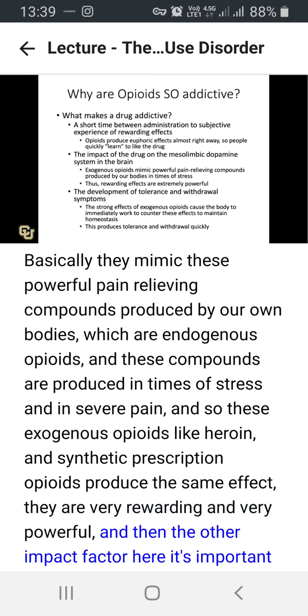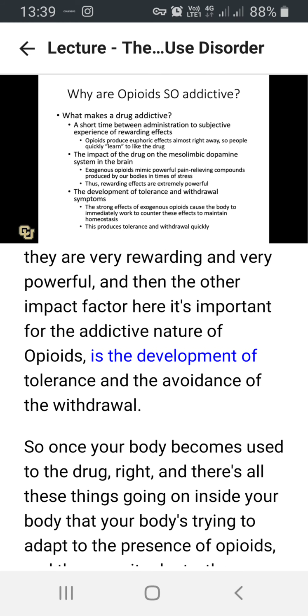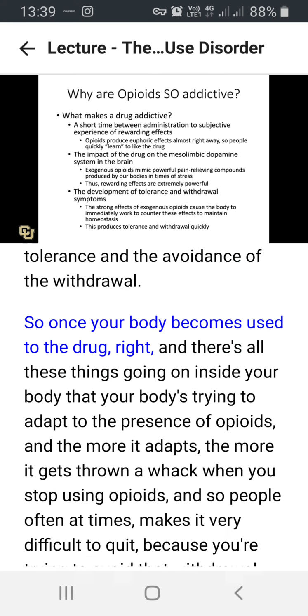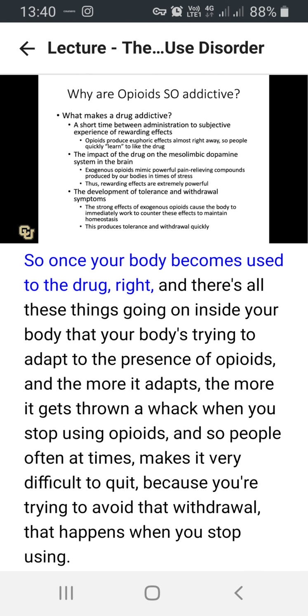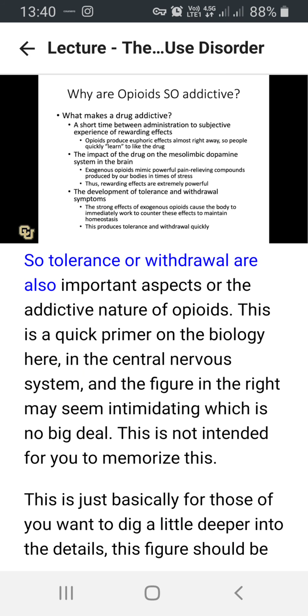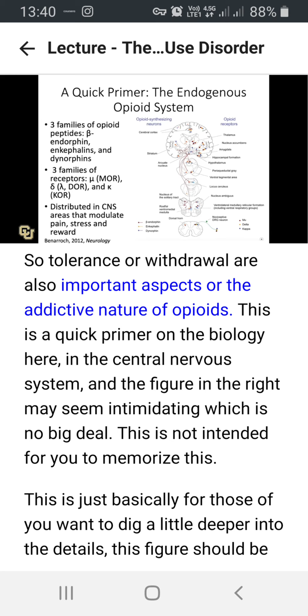The other factor that's important for the addictive nature of opioids is the development of tolerance and the avoidance of withdrawal. Once your body becomes used to the drug, there are all these things going on inside your body as it tries to adapt to the presence of opioids, and the more it adapts, the more it gets thrown out of whack when you stop using opioids. So it oftentimes makes it very difficult to quit because you're trying to avoid the withdrawal that happens when you stop using. Tolerance and withdrawal are also important aspects of the addictive nature of opioids.